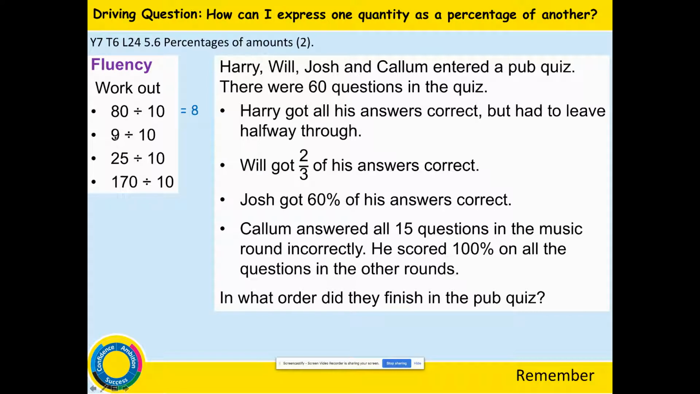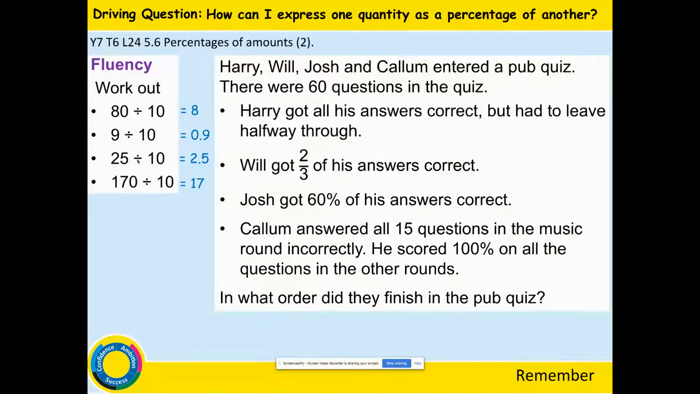9 divided by 10. 9 is in the ones column, so it's going to move one place over, and you'll have to put a 0 in the ones column to make it 0.9. 25, the 2 is going to move into the ones column, the 5 is going over into the tenths column, so 2.5. 170 divided by 10 is 17.